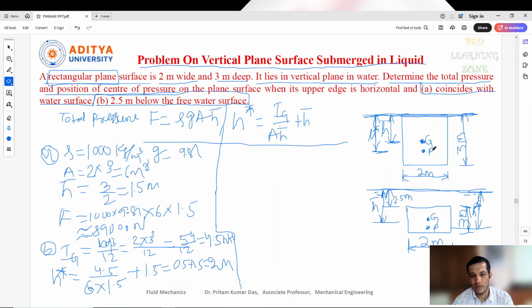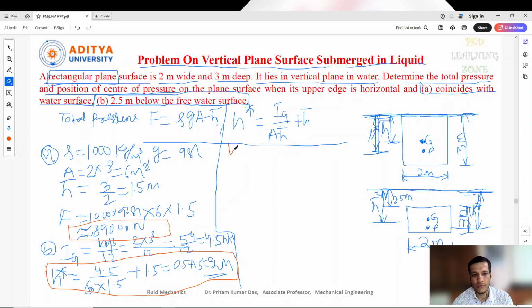That means the position of the center of pressure is 2 meter from the free surface. And the force which is acting here, that we got, is near about 89,000, and H star equal to 2 meter. Okay, this is for the first condition.